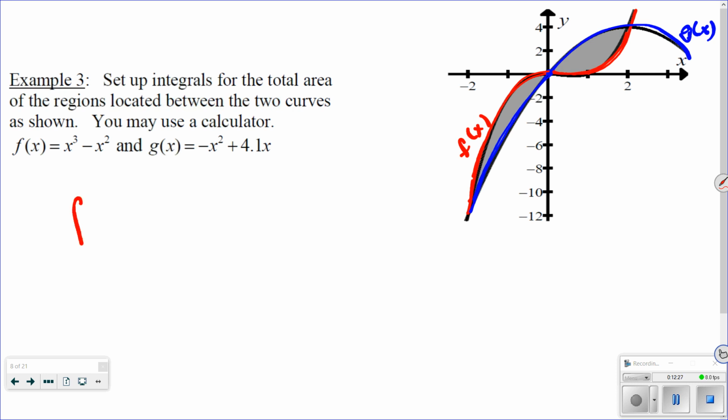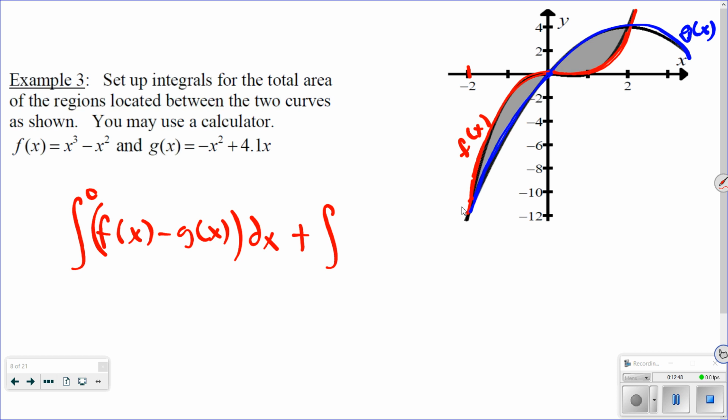My first one, and I haven't found the limits yet, we'll do that in a second, is going to be f of x minus g of x. And that goes from something, it looks like they cross at 0 there in the center. So it's going to go from something to 0. I'm not sure what that x value is right there. It looks like pretty close to negative 2. And then the second piece of area, I'm going to have to go from 0 to wherever they cross right up there. So that's going to be from 0 to something. And this time it's g of x minus f of x.